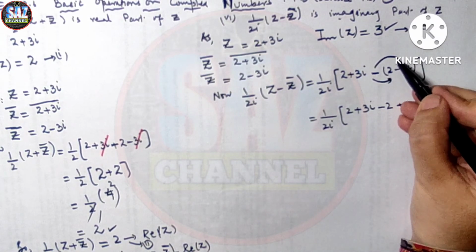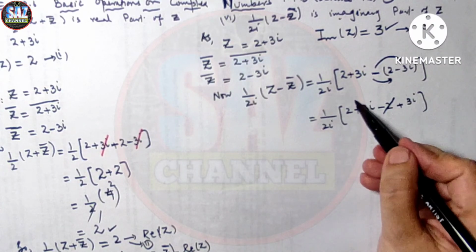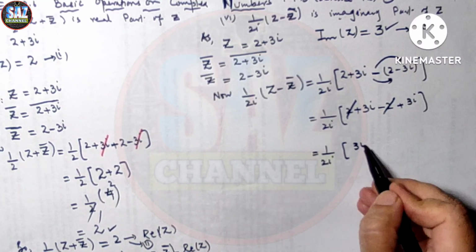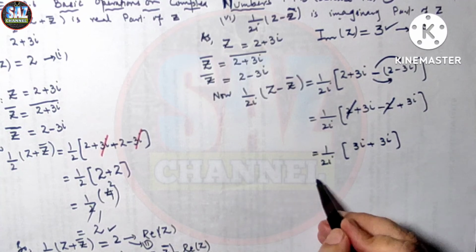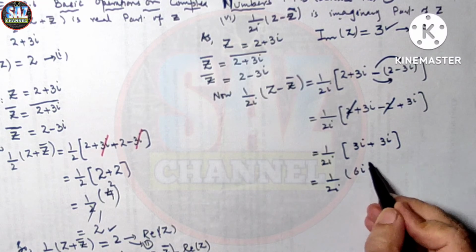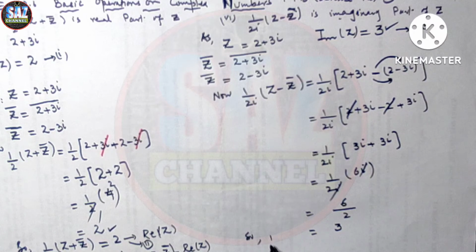Now, this 2 goes with this 2, 1 over 2 iota and 3 iota plus 3 iota, which is equal to 1 over 2 iota multiplied by 6 iota. Iota goes with iota, and I am left with 6 upon 2, which is equal to 3. So, this is the answer: 1 over 2 iota into (z minus z bar) equals 3. Let it be b. Okay. Let me underline this answer as well with some other color.